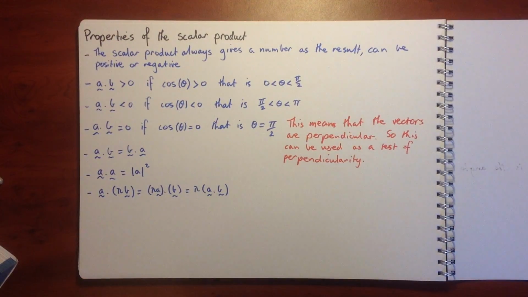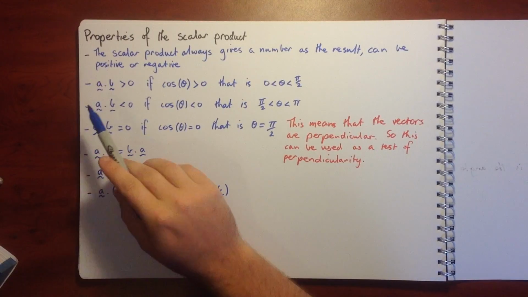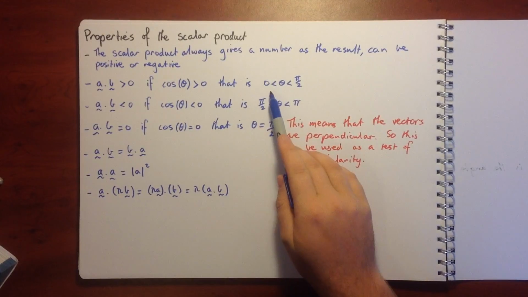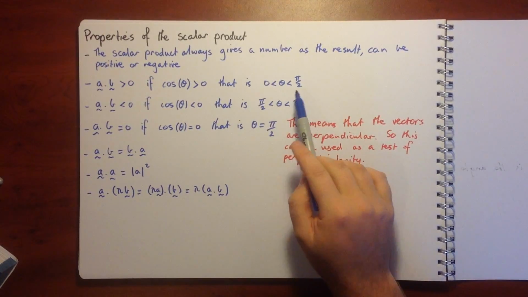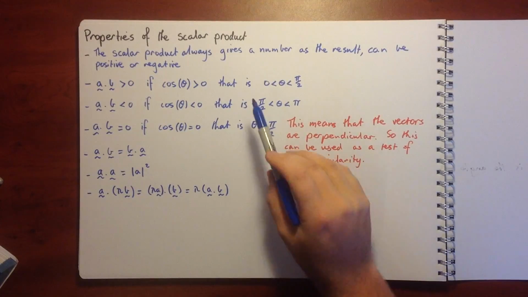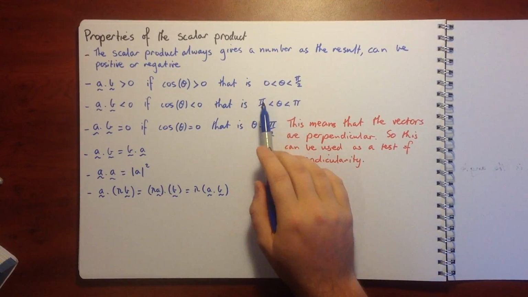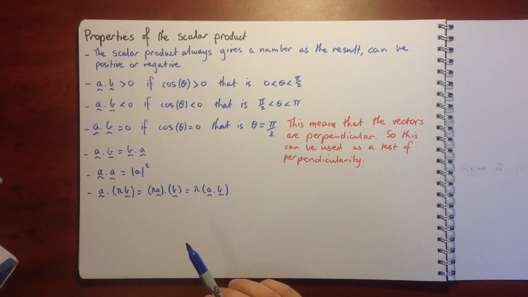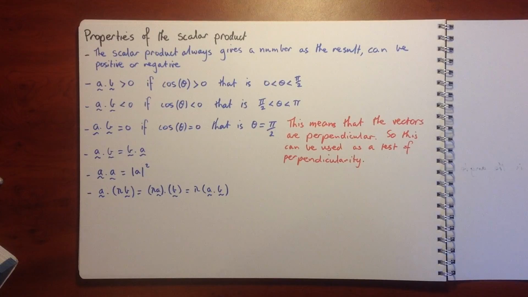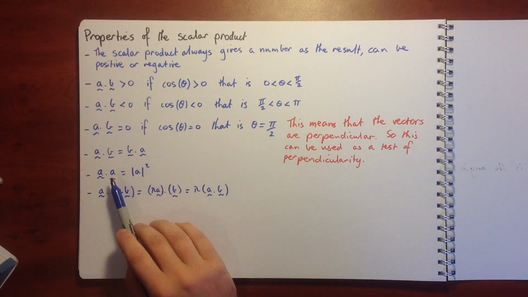So it's A dot B, or our scalar product. Okay, so properties of the scalar product. The scalar product always gives a number as a result, and it can be positive or negative. A dot B is greater than 0 if cos of theta is greater than 0, so that means that our angle between them is between 0 and pi on 2. And A dot B will be less than 0 if cos of theta is less than 0, that means that our angle is between pi on 2 and pi. And A dot B will be 0 if cos of theta equals 0, so that's when we're at pi on 2.